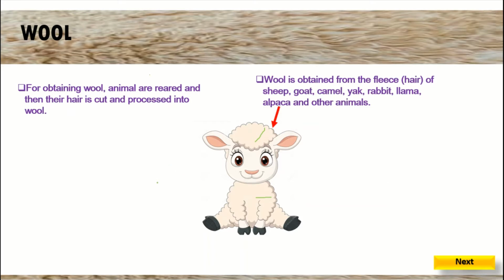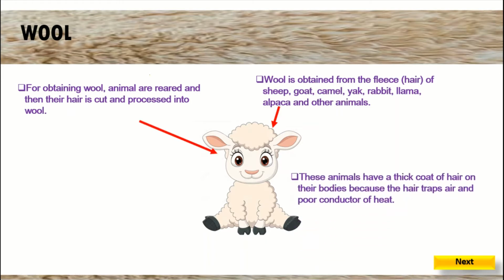Reared means they will give all the needs for the animals. If they are sick, they will take them to the doctor. If they are hungry, they will give food. All the things they will take care of for this sheep. Why are they rearing the sheep? Because to get the wool, right? With the wool they will get the money, right?